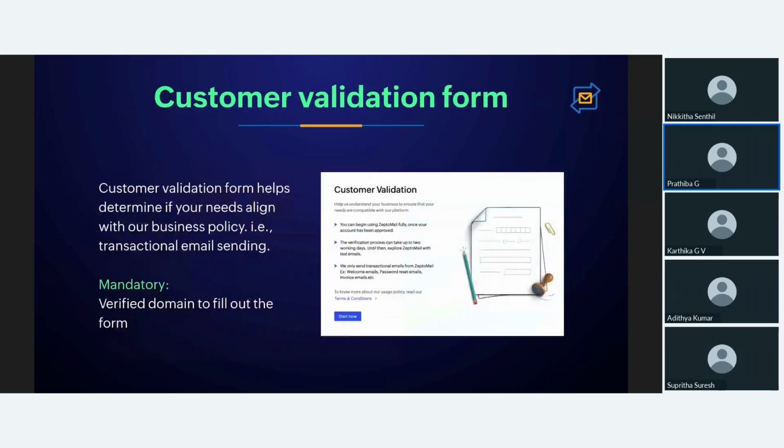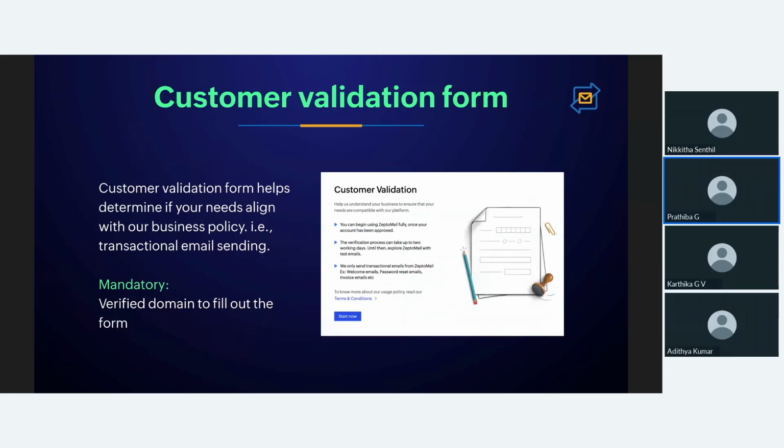Now, after you create a domain, you have to fill out the customer validation form and submit it to us. The aim of us asking you to do this is to get to know your needs better. This will help us understand if your business needs align with our product's purpose, which is sending transactional emails only. Also, it's mandatory to have a verified domain before you fill out the customer validation form. So as soon as you verify your domain, do fill out the form even before you start sending your emails. Also, this form is the very first step you will take to fully start sending emails from your ZeptoMail account.